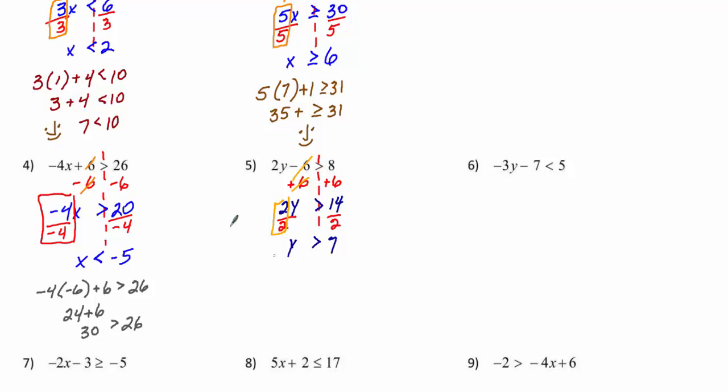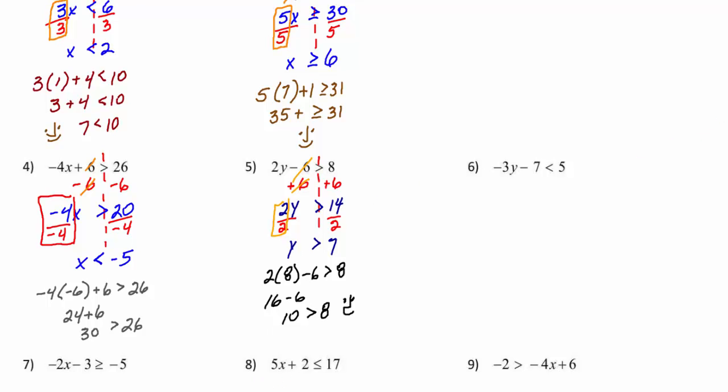And I need to do a check, and I think this time I'll check with a number greater than 7. I'll pick 8. 2 times 8, take away 6. Is that still greater than 8? Well, 2 times 8 is 16. 16 take away 6 is 10. 10 is greater than 8. And that looks like I know what I'm doing.